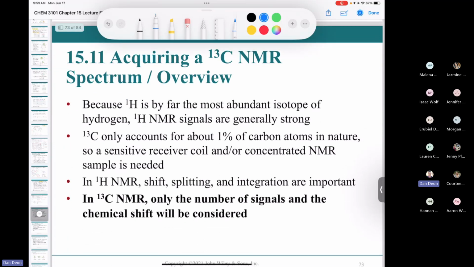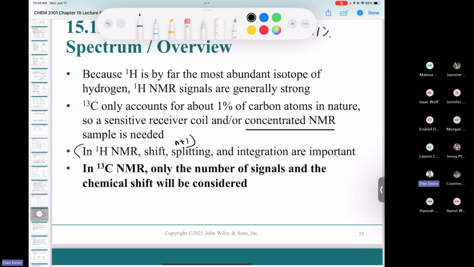So when we do carbon-13, remember, carbon-13 is only about 1.1% abundant. And so proton is by far the most abundant isotope, and that's why proton NMR signals are generally strong. But carbon-13 is only about 1% of carbon. And so you need a sensitive receiver coil in your magnet, or you need to have a concentrated sample, one or the other. The easiest thing to do is to just have a lot of your compound, a very concentrated sample, then you have a lot more carbon-13 atoms and you can get a good spectrum.